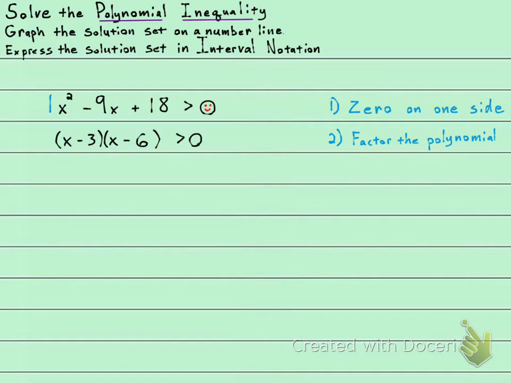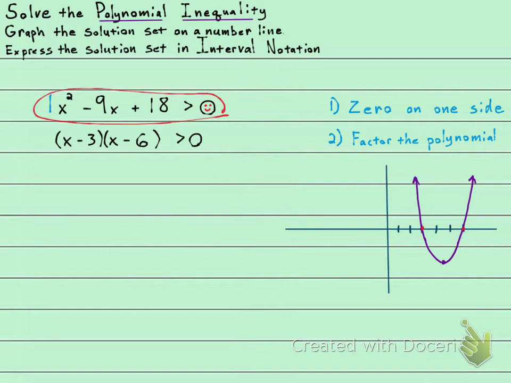So I'm going to do a little sketch over here on the side. I'm going to show you what this graph looks like, what this polynomial looks like. All right, we have a rough sketch over here, and you can tell that this polynomial has x-intercepts at 3 and 6. So if you look at it, when is this thing greater than 0?